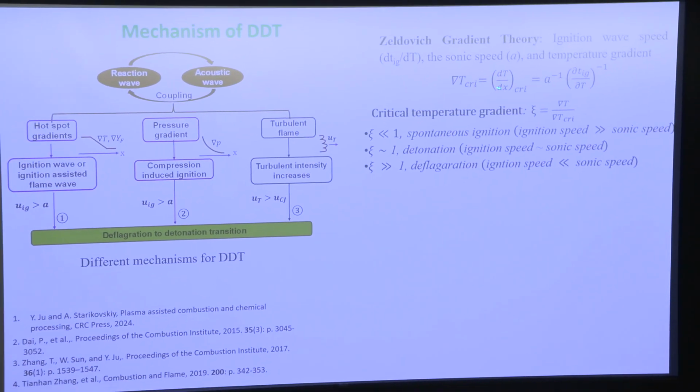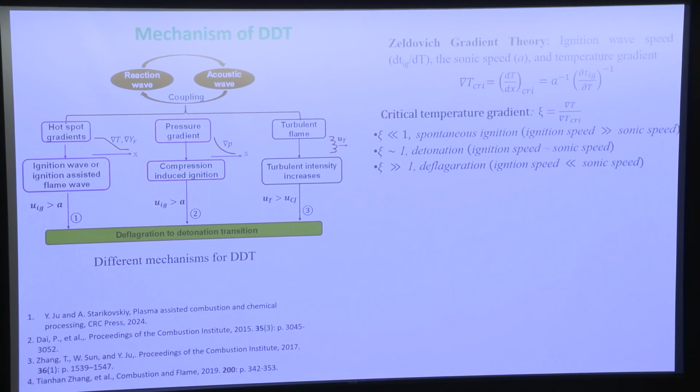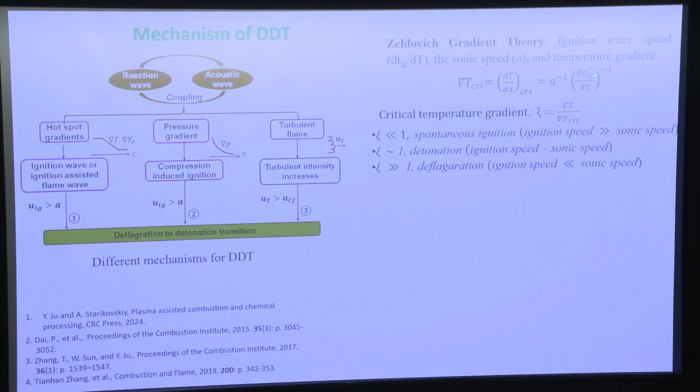It basically says that if we have a temperature gradient or concentration gradient, the ignition delay time is a function of temperature. If you take that temperature gradient, you have an ignition gradient. The ignition gradient gives the speed of the ignition wave. If that speed is close to the sonic speed, then you start to couple. They say that if this non-dimensional number equals 1, detonation could happen. Lower than 1 is spontaneous ignition, larger than 1 is deflagration.